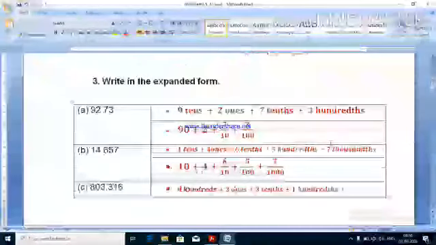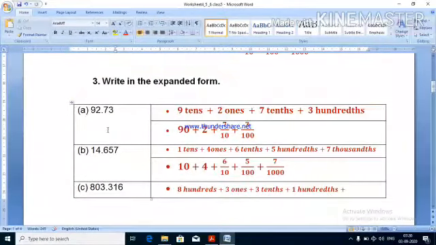Next thing is in the expanded form. Similarly, 92.73, it is 9 tens, 2 ones, 7 tenths, and 3 hundredths. 9 is written as 9 into 10, 2 is written as 2 into 1, 7 is written as 7 by 10 because this lies on the right side of the decimal, and 3 is written as 3 by 100. Similarly, all questions are the same.